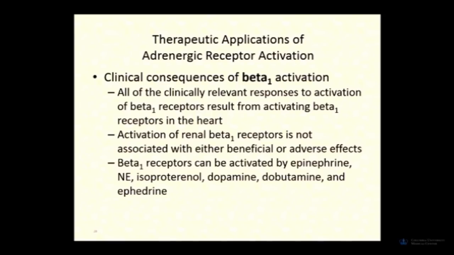Beta 1 activation. Okay, so beta 1 receptors we find predominantly in the heart. When we are giving a beta 1 agonist, our target is the heart. Okay, so therapeutically, beta 1 agonists are targeting the heart, and the effects on the heart are going to be sympathomimetic. Right, we're going to increase heart rate, increase contractility. Right, help increase ejection fraction and cardiac output. So beta 1 receptors can be activated by epinephrine, norepinephrine, isoproterenol, dopamine, dobutamine, and ephedrine.